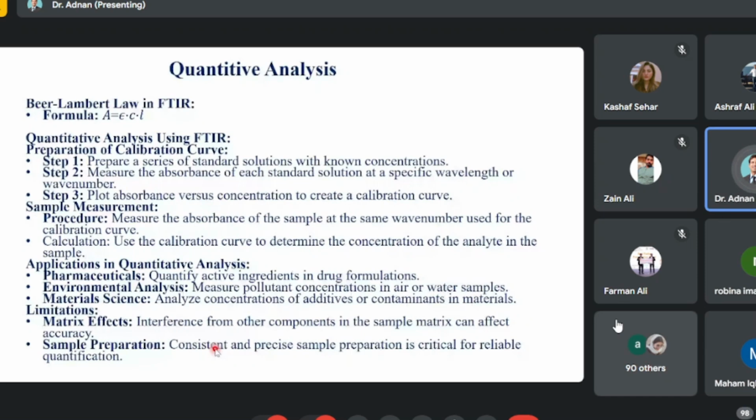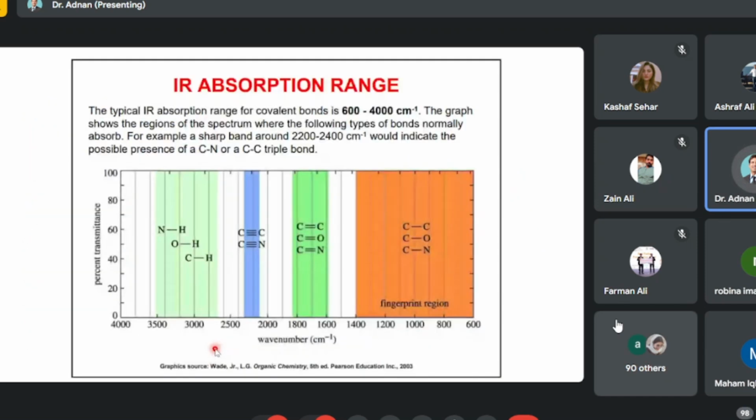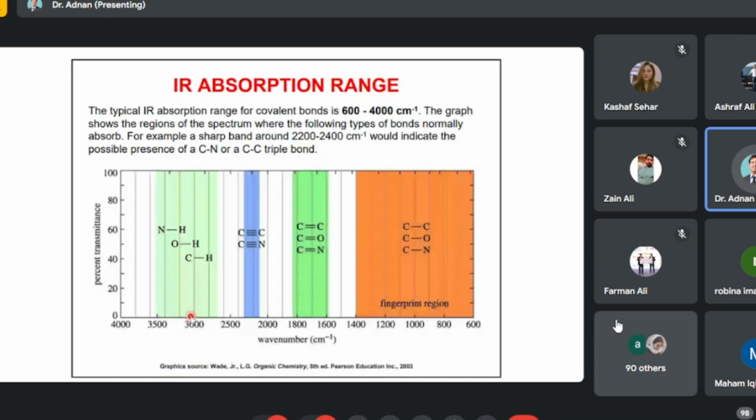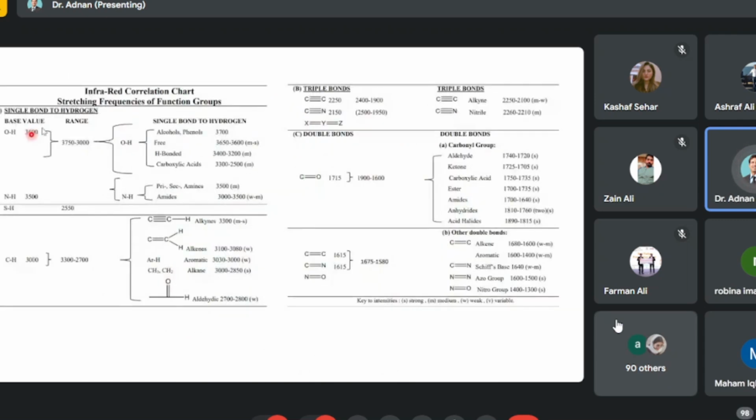This is a graph of the IR absorption range, where I have shown various groups absorbing in various regions. There is another chart of the same representation, where you have single bonds to hydrogen, that is, the stretching frequencies of the functional groups. So for OH, it can be from 3000 to 3700 per centimeter.